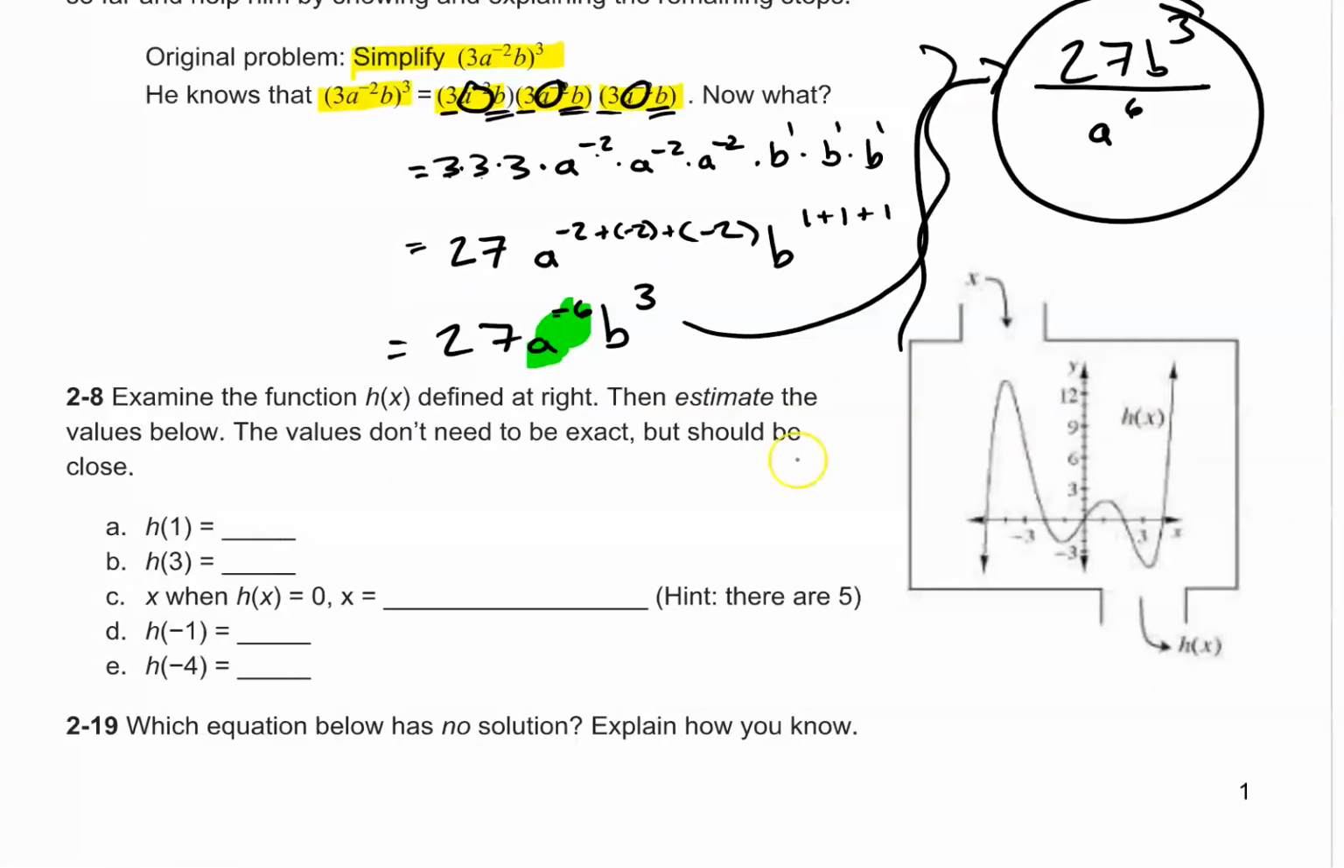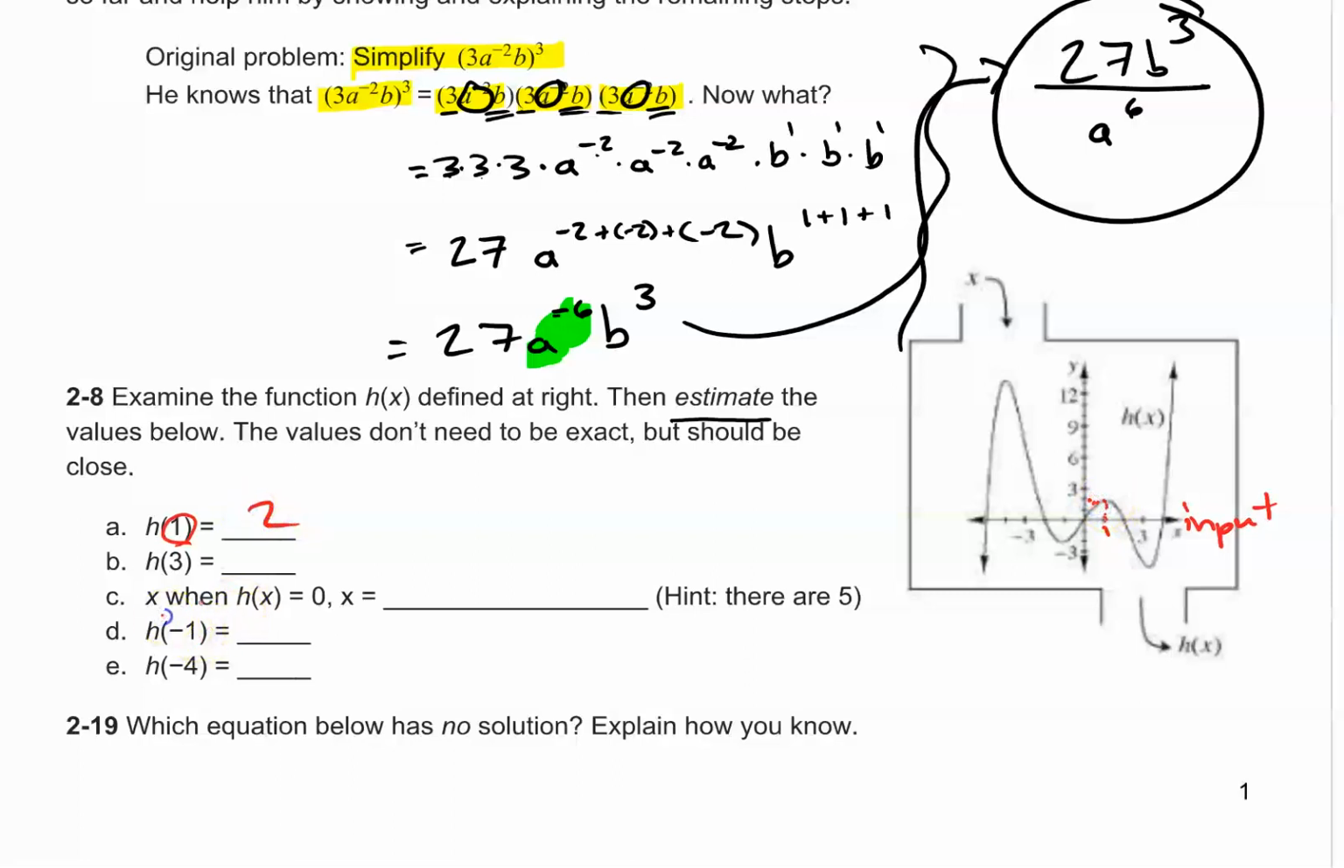This is a graph function, h of x. We should estimate the values below. They don't have to be exact, but they should be close. It's kind of hard to tell because the graph is blurry. So A is h of 1. So the input is 1. The inputs go in on the x-axis. So that tells you to find 1 on the x-axis. And if you go up, you're going up about 2 units.